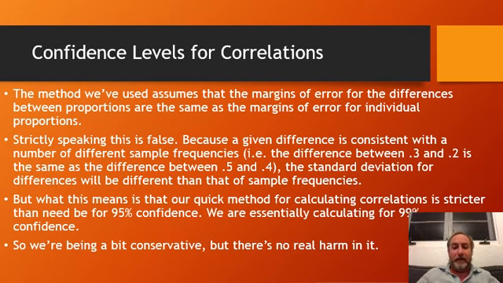But the upshot is that by using the simpler method for evaluating strength of correlations, we end up being a little stricter than we would have been with the more complicated version. Essentially, we're calculating for 99% confidence when we evaluate the strength of these correlations. So we're being a bit conservative, but there's no real harm if you have to err on the side of being more conservative and more confident.